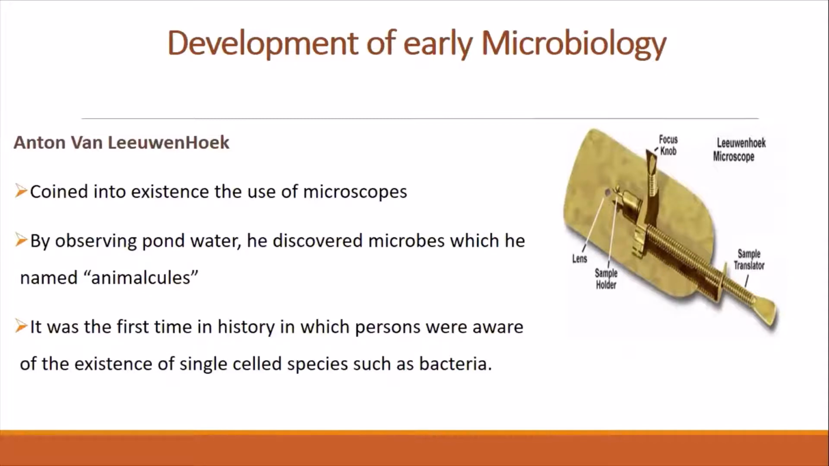In the early development of microbiology, we had somebody called Anton van Leeuwenhoek, who used a microscope to observe pond water. He discovered microbes, which he called animalcules. This was the first time in history that people became aware of the existence of bacteria, because he was able to document them and send them to the scientific group of microbiologists, and that's how they were able to say, okay, bacteria actually exist. They're small microscopic organisms that we can't actually see.